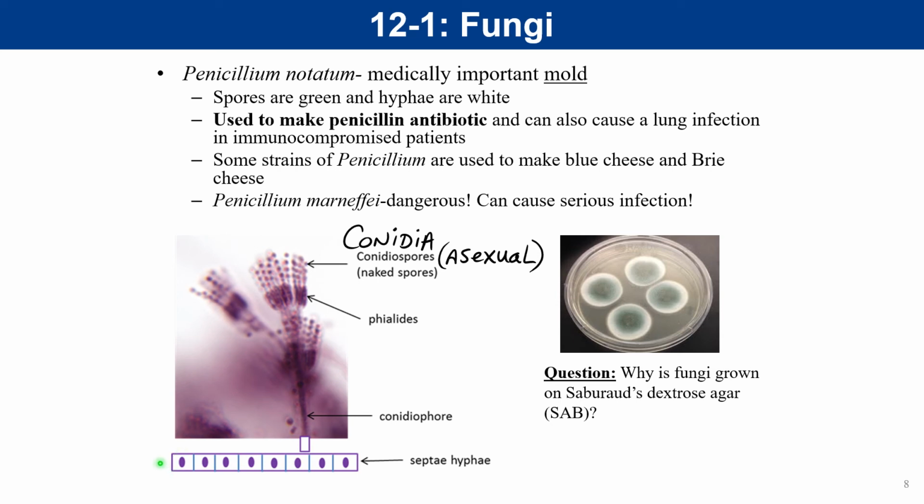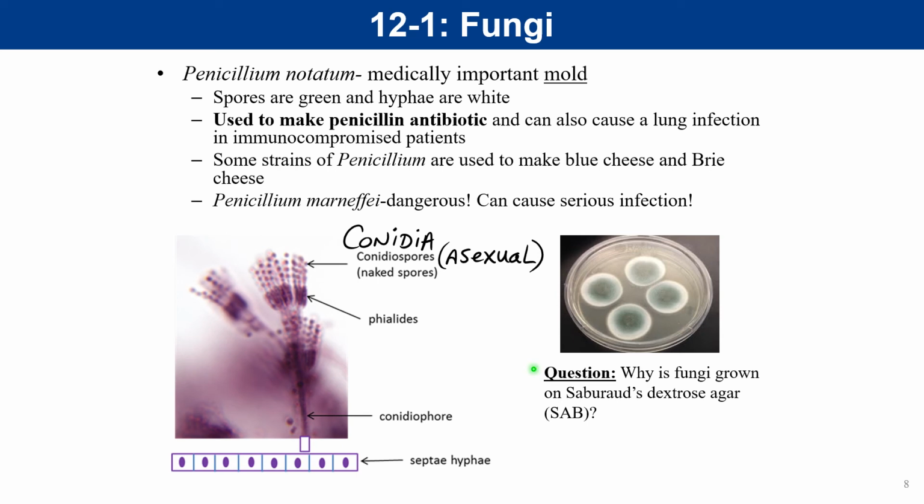Also down here are just some drawings to remind you of septate hyphae. Septate hyphae have cross walls, have septa, and that would be contrasted with Rhizopus, the previous organism we talked about, that lacked the septa or cross walls.